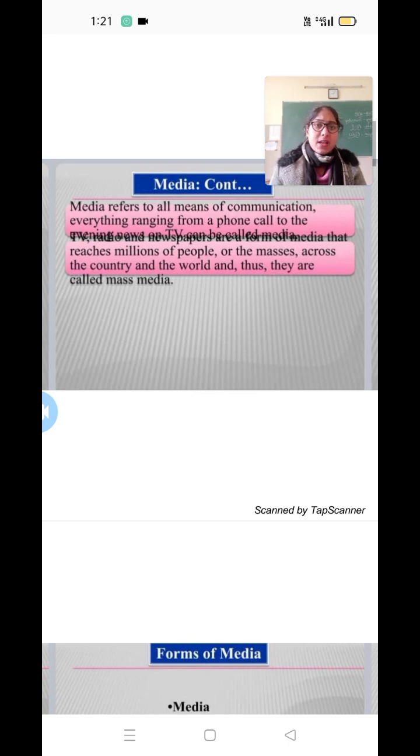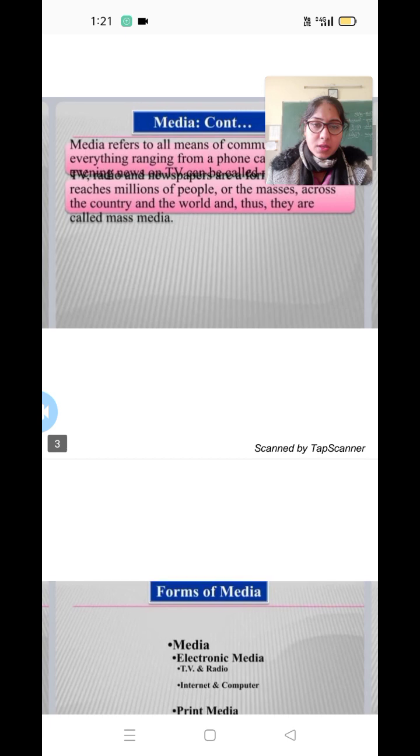You can also have the example of newspaper and the example of radio. Radio and television are all examples of mass media, because at the same time the same information can be provided to millions of people across the world. So this is the meaning of mass media, which can reach millions of people, the masses across the world or across the country.